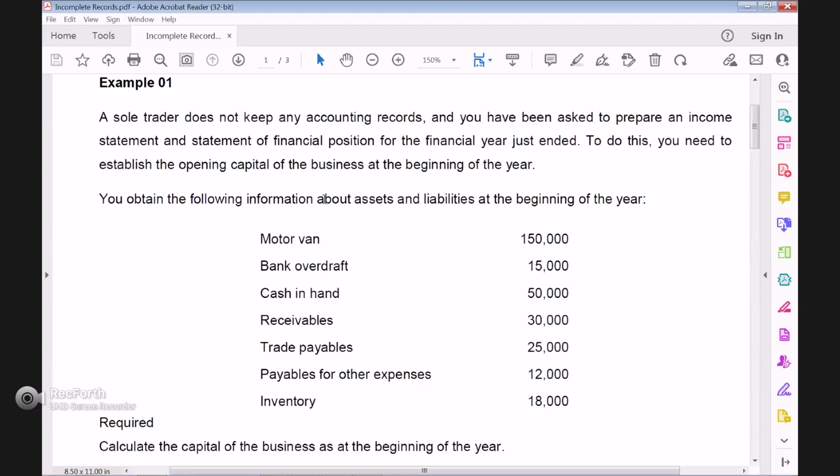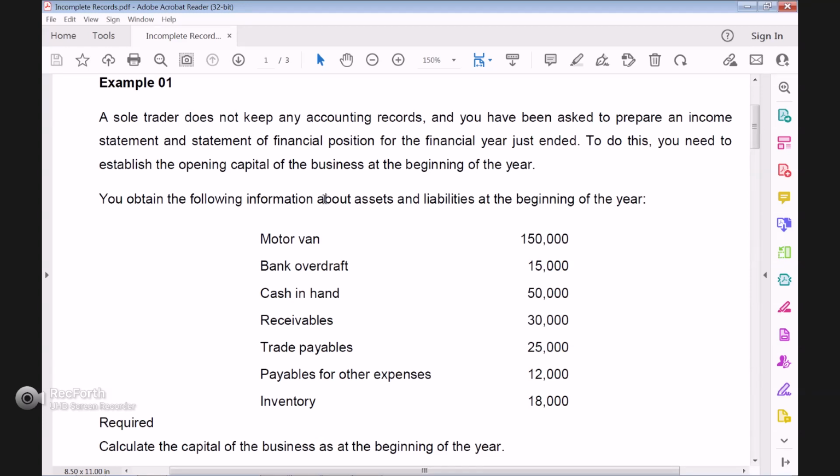So what are the things given? Assets and liabilities are given. So how to calculate the capital? So that you know about the assets is equal to equity plus liability.